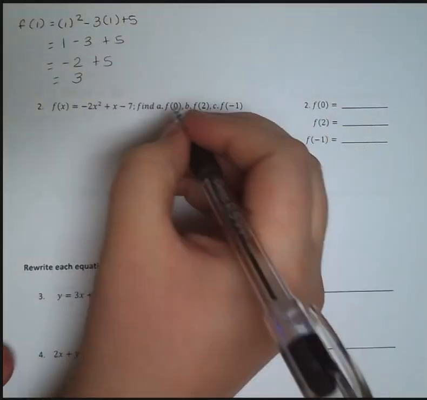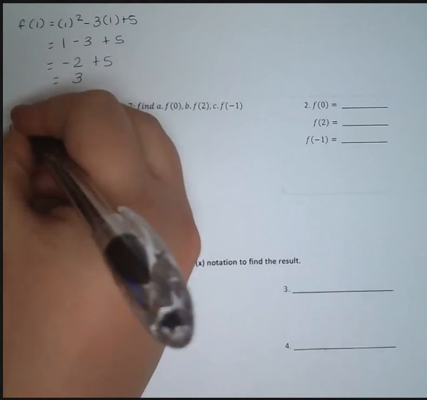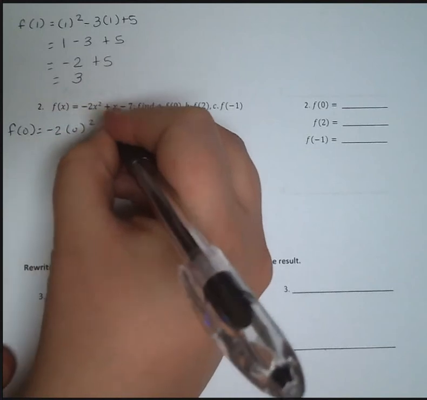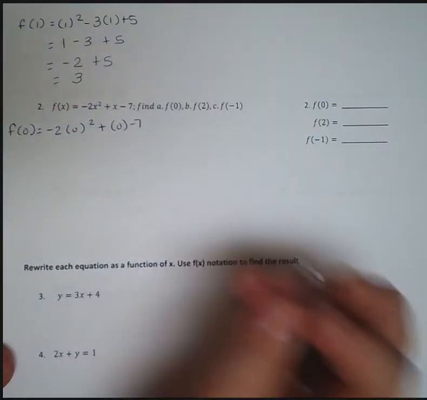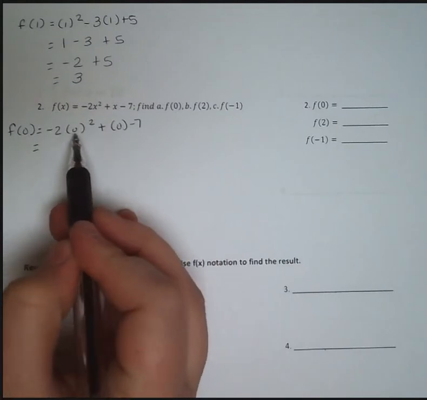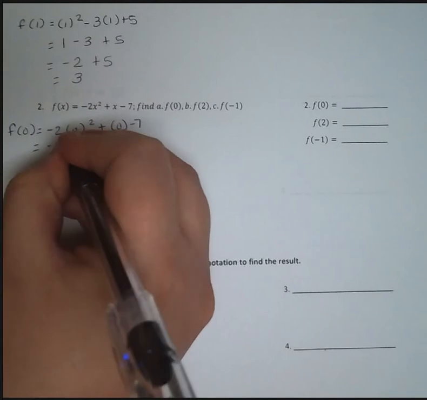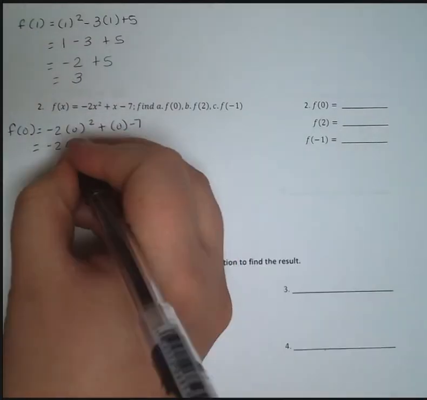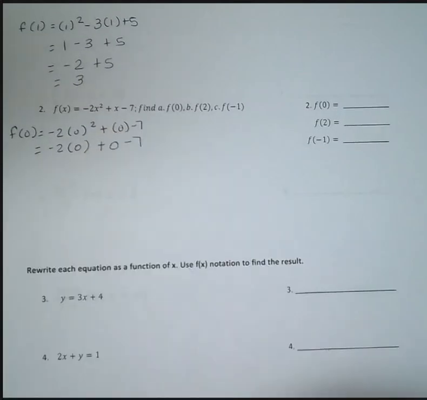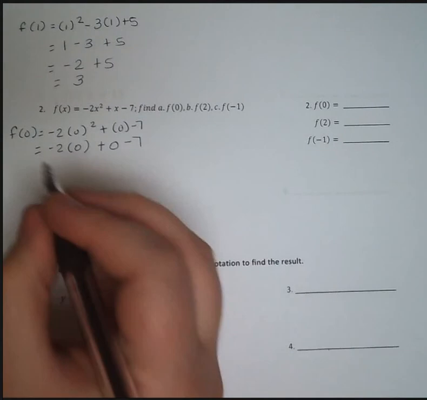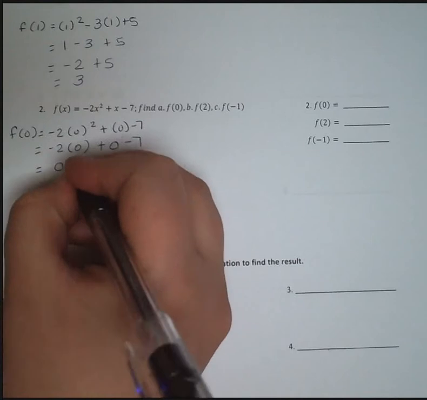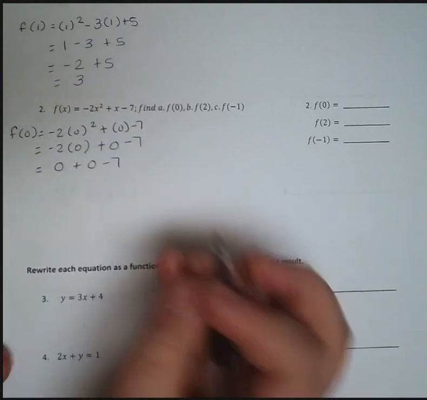For f of 0, I plug in 0 for all of my x's. So remember, your exponents come before your multiplication. So we bring down the -2 and we say 0 squared is 0 plus 0 minus 7. -2 times 0 is 0 plus 0 minus 7, which will give us a -7.